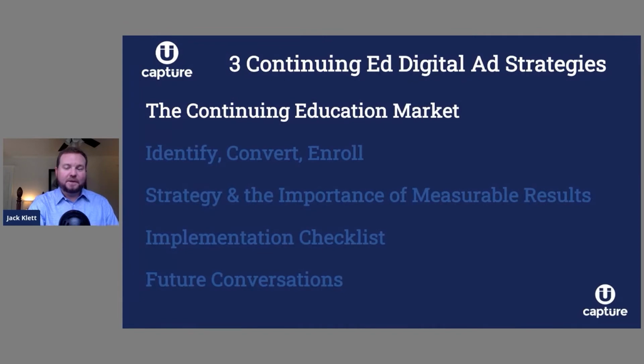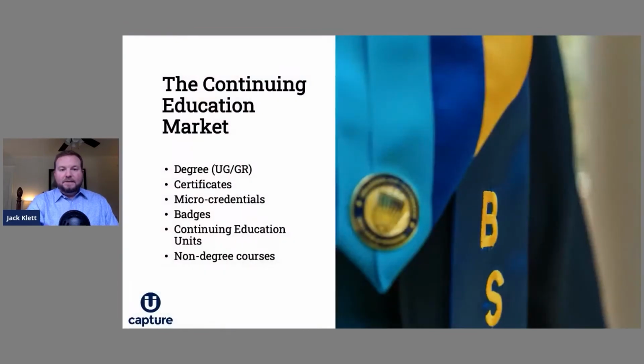So let's get started with continuing education, the market. So in short, what are we talking about when we talk about continuing education? Continuing education can mean a number of things. Basically, when we talk about continuing education, for the purposes of today, we're talking about how it relates outside of the traditional 18 to 22-year-old campus-based full-time undergraduate student.